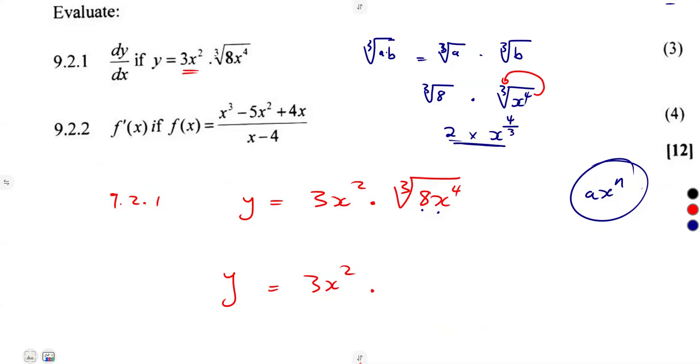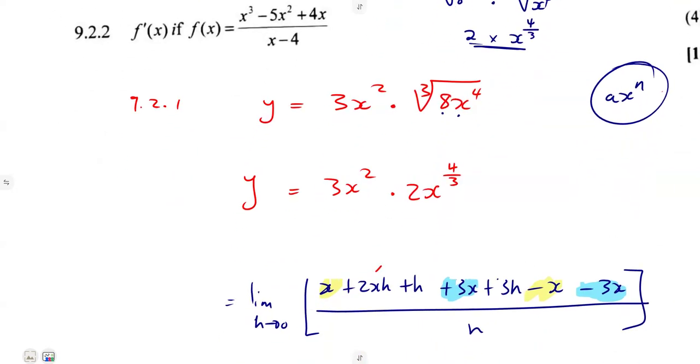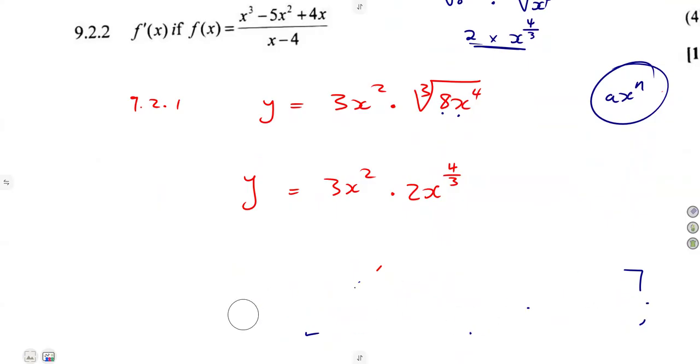2 times this. So that's 2x to the exponent of what? 4 over 3. This is what you're going to get from this one. The cube root of 8, we know it. So here, guys, we can multiply. As we can see, it is a product that you have. So you can multiply 3 times 2. 3 times 2 is going to give us 6.